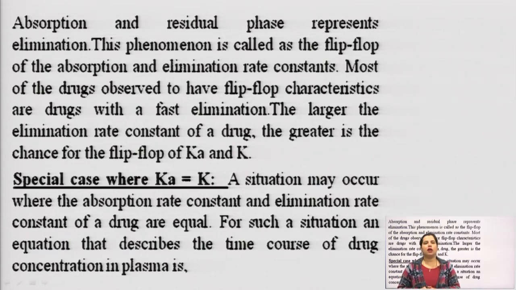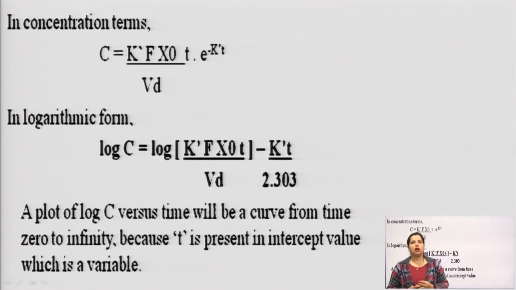So, a special case where Ka is equal to K, that means absorption rate will be equal to elimination rate. A situation may occur where the absorption rate constant and elimination rate constant of a drug are equal at plateau stage. For such a situation, what will be the equation that describes the time course of the drug concentration in plasma? C = K F X0 t / Vd e^(-Kt). So, basically in logarithmic form, log C = log (K F X0 t / Vd) minus Kt divided by 2.303.